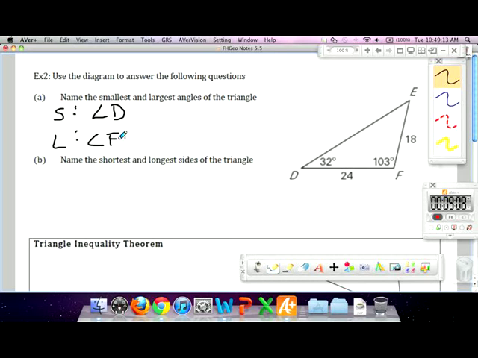And then using the same idea, now that we know the smallest and largest angles, the shortest and longest sides, the shortest side therefore must be opposite angle D, which is EF. And the longest side must be opposite of angle F, which is ED. Okay, you could solve it by calculating the angle directly, or without doing that, you still have enough information by the angle comparison theorem.